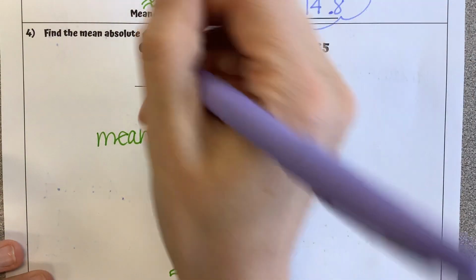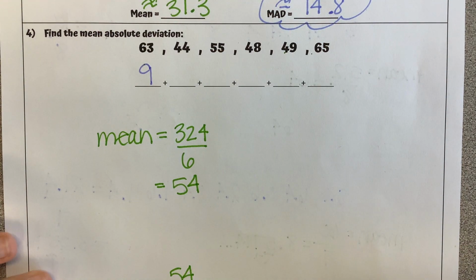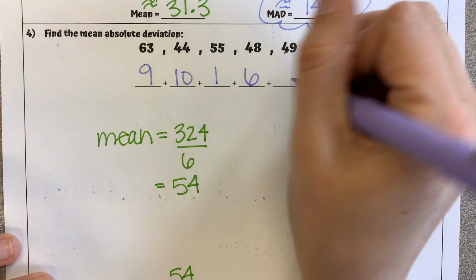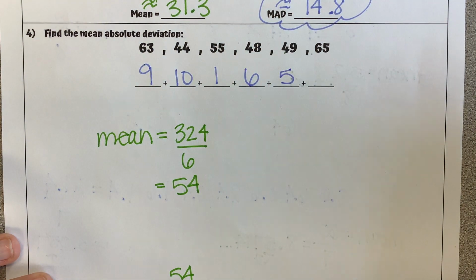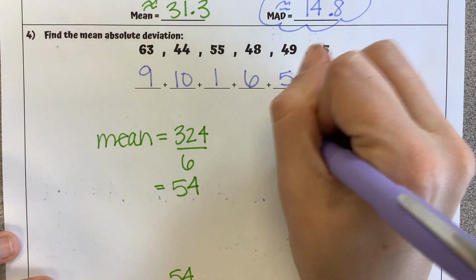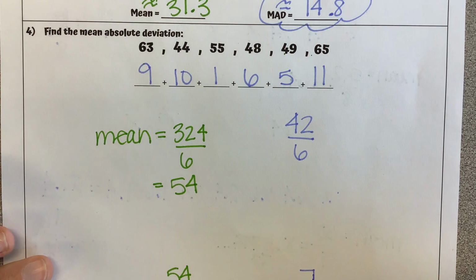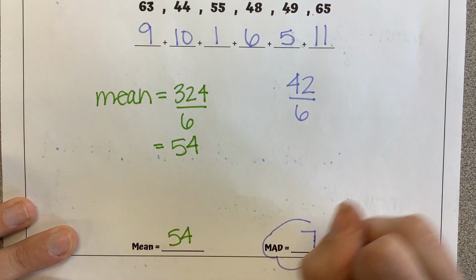54 minus 63 is 9. 54 minus 44 is 10. 54 minus 55 is 1. 54 minus 48 is 6, minus 49 is 5, minus 65 is 11. So let's go ahead and add these up. 9 plus 10 plus 1 plus 6 plus 5 plus 11 gives us a sum of 42 divided by the 6 values would give us a MAD of 7.